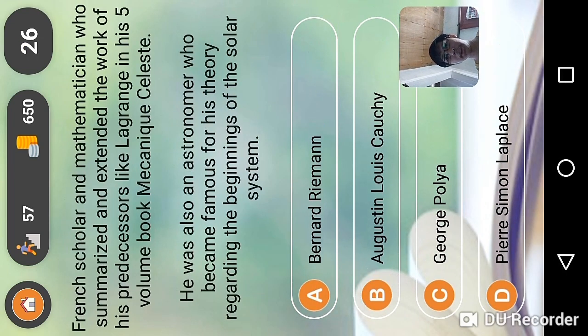French scholar and mathematician who summarized and extended the work of his predecessors like Lagrange in his five-volume book, Mécanique Céleste. He was also an astronomer who became famous for his theory regarding the beginnings of the solar system. Si Simon Laplace.